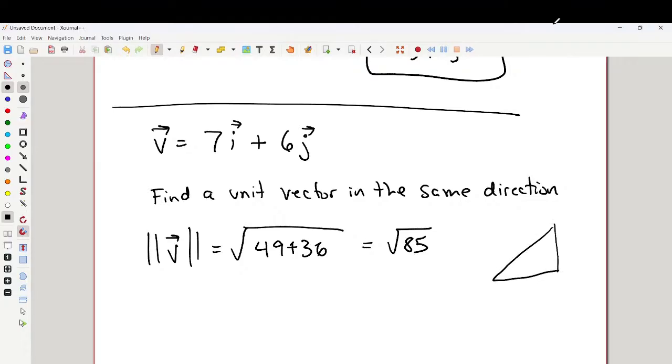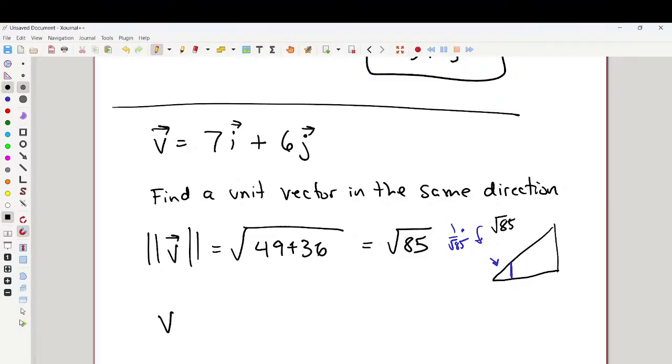You don't need the picture, but for the last time I'm drawing it, this is the original. This is what I crave down here, this small one. So multiply it by 1 over square root of 85. But that means we're going to take this y and scale it by 1 over square root of 85, and this x by 1 over square root of 85.